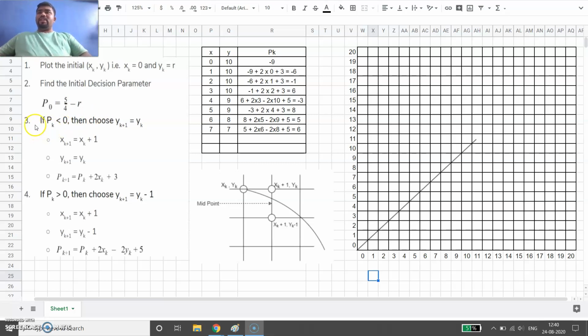Now, you can see that if the point lies inside the circle, like in this figure, you can clearly see that we'll choose the upper point.